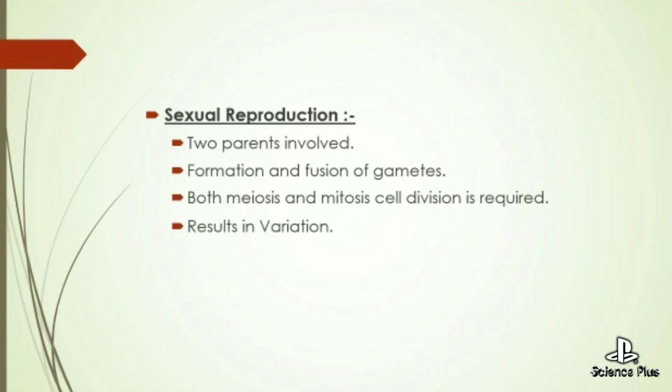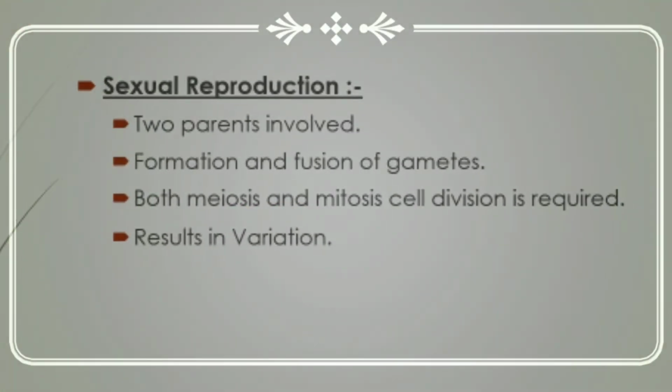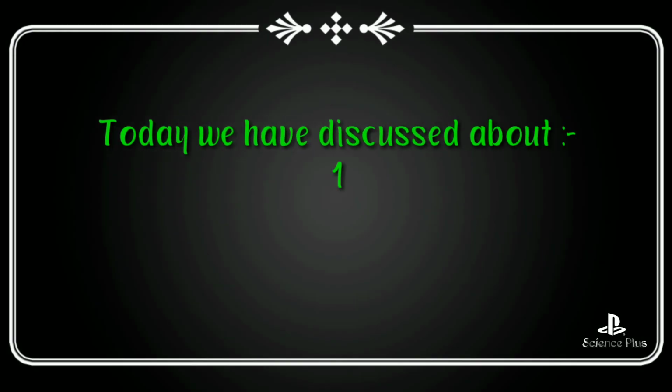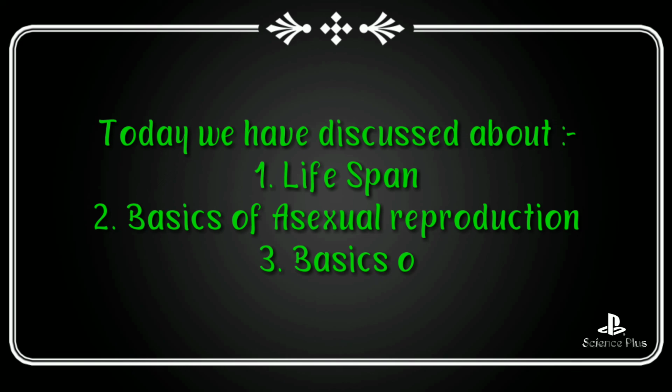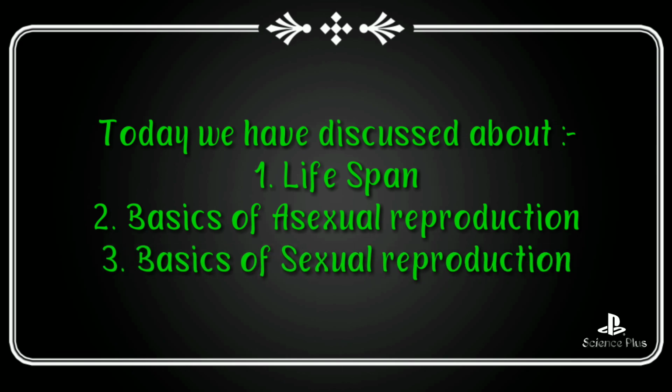Now coming to sexual reproduction, in this reproduction, two parents are involved and formation and fusion of gametes also takes place. Here both meiosis and mitosis cell divisions are required. Meiosis cell division is required in the process of gametogenesis and mitosis cell division is required in further development of the offspring. So in sexual reproduction, genetic material is coming from two different parents. So there is a recombination of two different characters which results in variation in the offspring. So guys, in today's video, we have discussed the lifespan and some basics of sexual and asexual reproduction. In the next video, we will discuss the methods of asexual reproduction in detail.